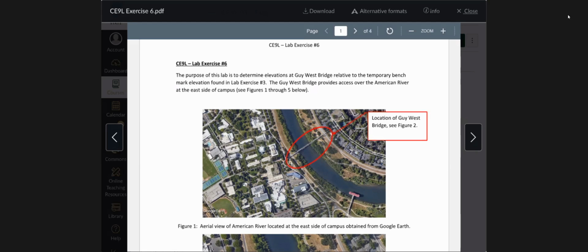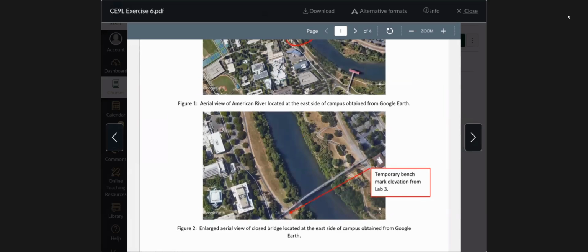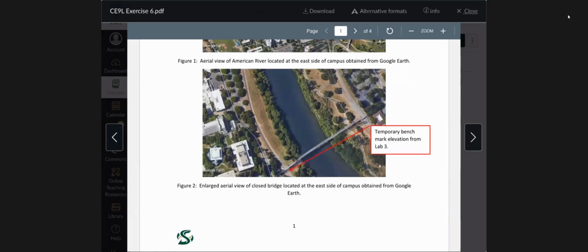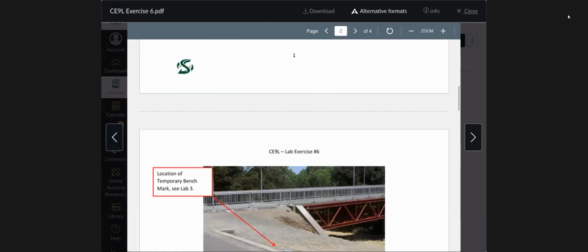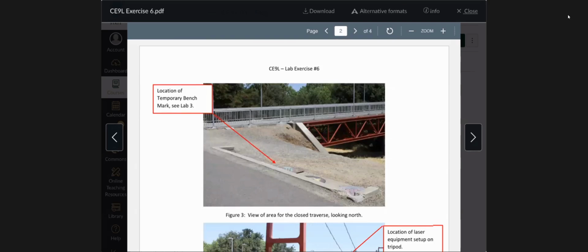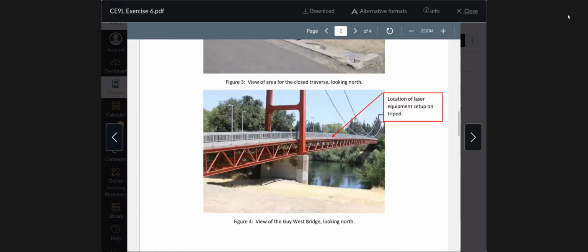So on the screen, you'll see similar photos. It's showing a picture of the Guy West Bridge in figure 1. And then it's pointing again to TBMW at the manhole that you're going to backsight in figure 2. Okay, there's the picture of the manhole again. And here is showing the point, the location on the bridge where we're going to be setting up the instrument.